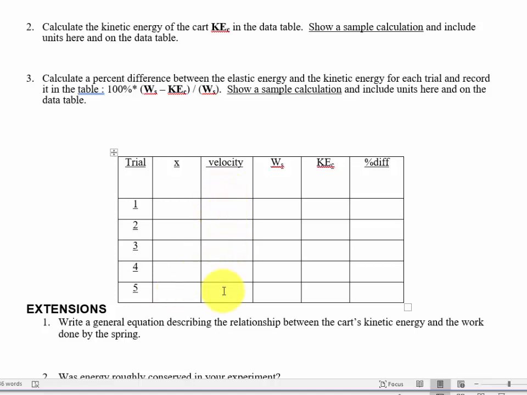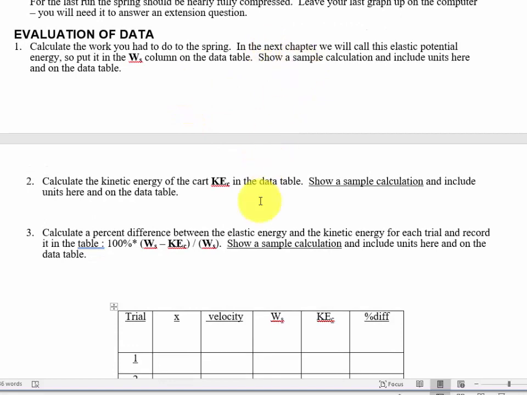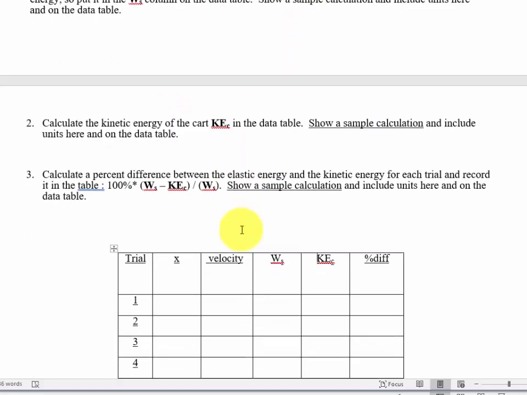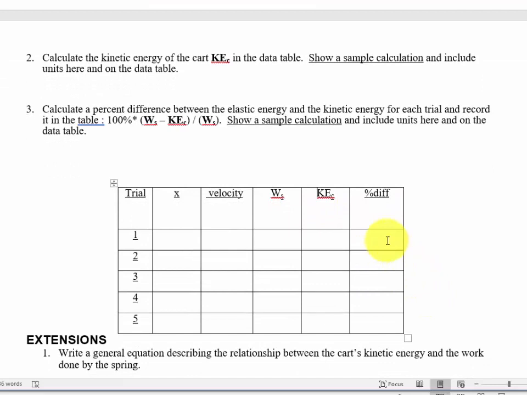The velocity, you're just going to read that off of the velocity versus time graph, and you're going to calculate these guys as I mentioned. The kinetic energy, you're going to say 1/2 mass velocity squared, and the work of the spring is going to be 1/2 kx squared. Up here, you're going to be showing me a sample calculation of each one. You don't have to show me every single calculation. And last but not least, you're going to calculate the percent difference.